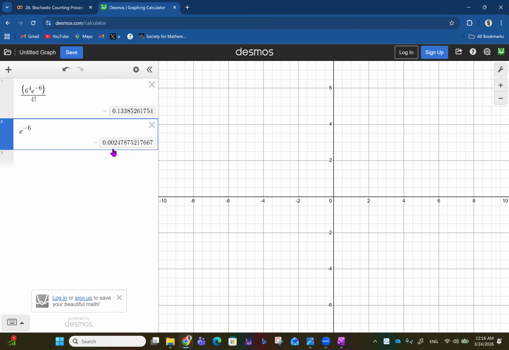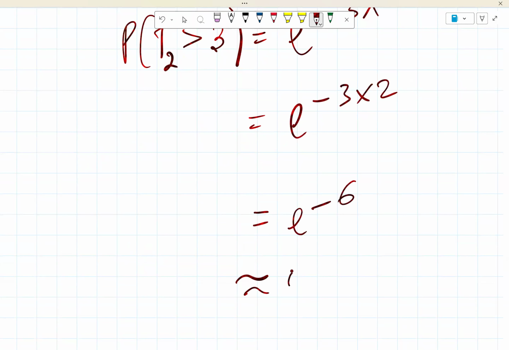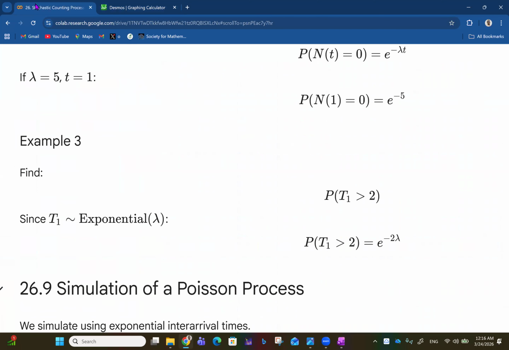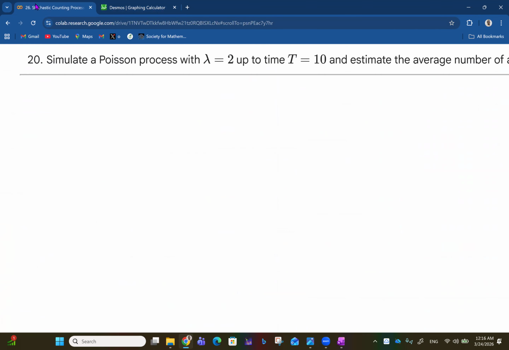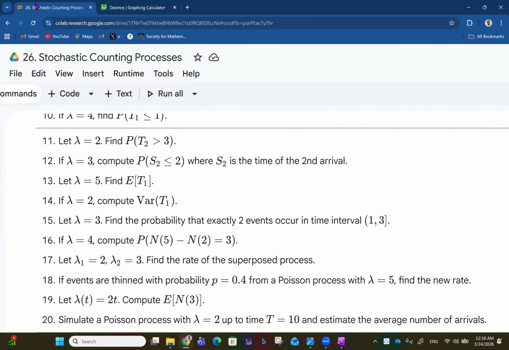We can get that from decimals: e raised to minus 6 is approximately 0.0025. So you want to look at the rest and take care as necessary.